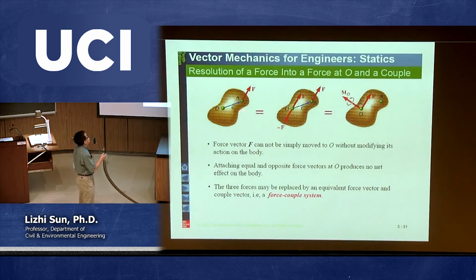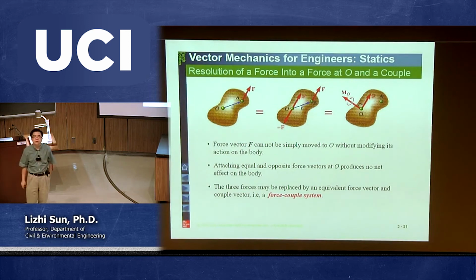So we have a rigid body, in a three-dimensional setting in general, and there is a force acting on point A, very general. Now I just want to move the force at point A to another point, point O. This point O is any arbitrary point. So how do we do that?